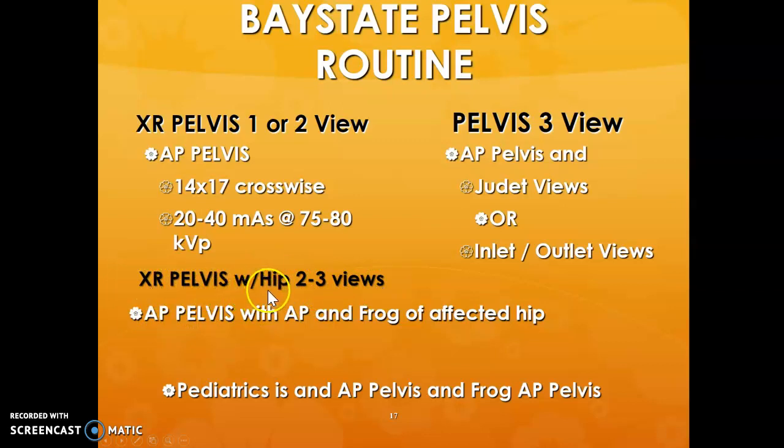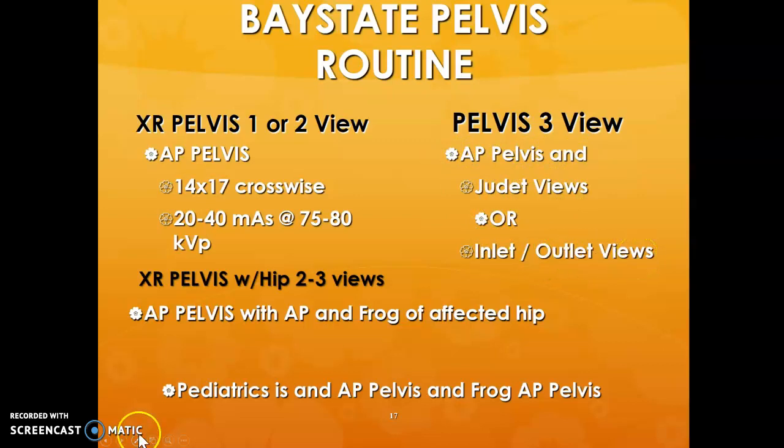XR pelvis with hip, 2 to 3 views, and then it'll say left or it'll say right. You are going to do the AP pelvis and then 2 views of the hip. We call them an AP and a frog lateral. I'll show you that one in a little bit. Up here we have a 3-view order, which is a specialty order. They're going to do an AP pelvis and either Judet views, which are obliques, or the inlet-outlet views, which are tube angles.